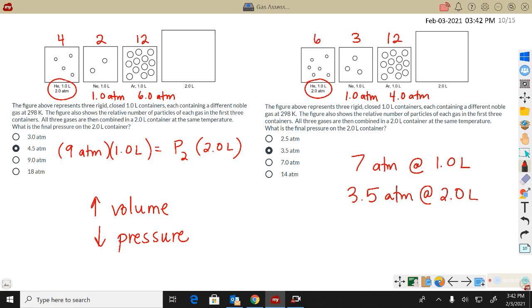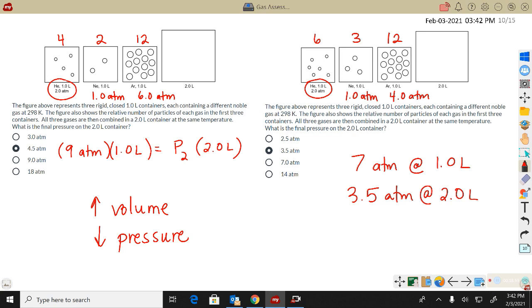So obviously we can't just put like 2 atoms of helium in a container. That's insane. But it's relative, so maybe it's 2 moles of helium. All 3 gases are then combined in a 2-liter container at the same temperature. What is the final pressure in that last container?